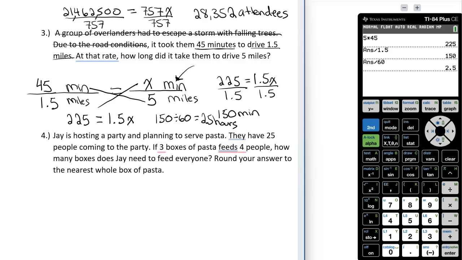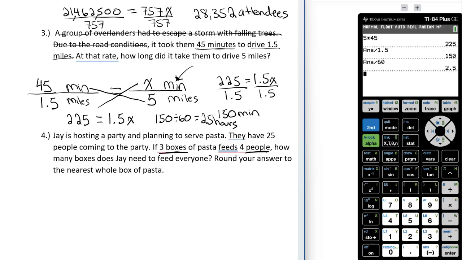So number 4 says, Jay is hosting a party and planning to serve pasta. They have 25 people coming to the party. If 3 boxes of pasta feeds 4 people, how many boxes does Jay need to feed everyone? Round your answer to the nearest whole box of pasta. All right, so we have 25 people coming to the party. We have boxes and people.